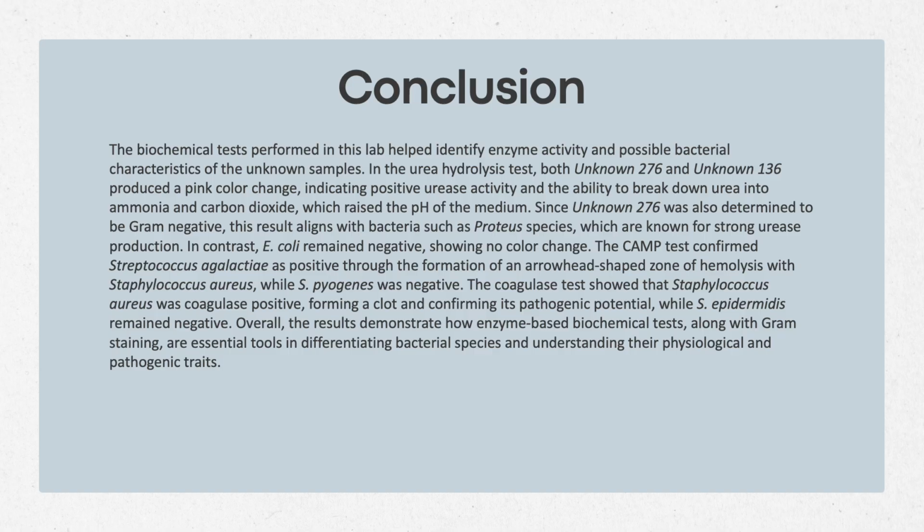And as for the CAMP test, it confirmed Streptococcus agalactiae as positive through the formation of an arrowhead-shaped zone of hemolysis with Staphylococcus aureus, while S. pyogenes was negative. The coagulase test showed that Staphylococcus aureus was coagulase positive, forming a clot and showing its pathogenic potential, while S. epidermidis remained negative. Overall, the results demonstrated how enzyme-based biochemical tests, along with gram staining, are essential tools in differentiating bacterial species and understanding their physiological and pathogenic traits.